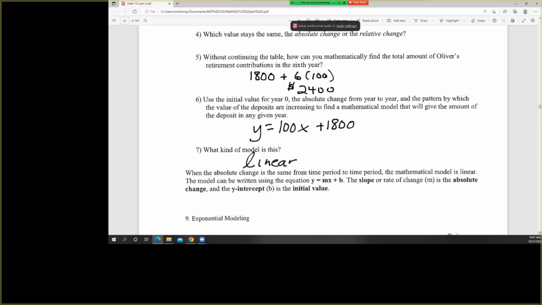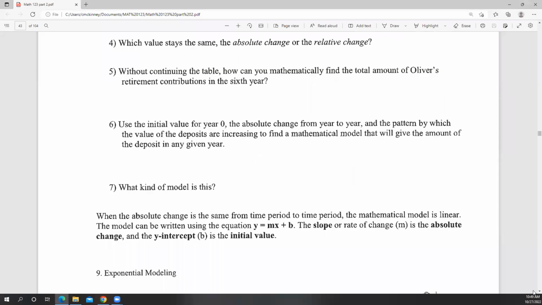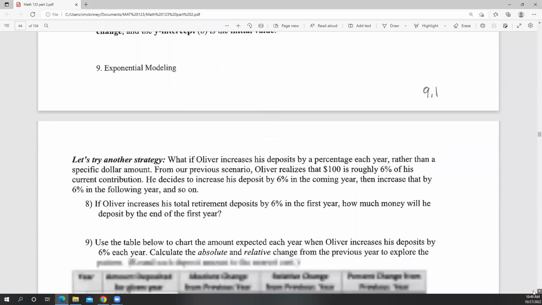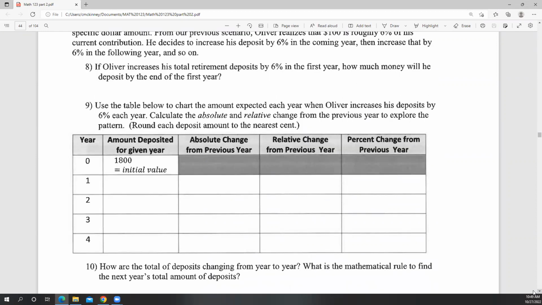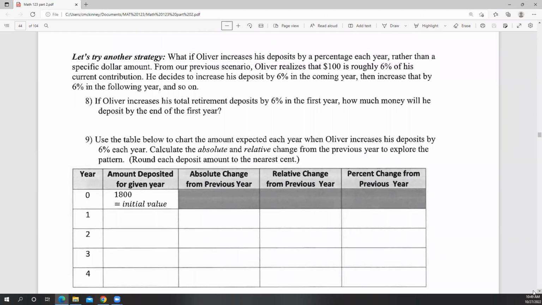He says, well, as I make more money, I could probably increase because the percentage that I'm saving is actually going down. So Oliver's decided he's going to increase his deposits by a certain percentage each year rather than a specific dollar amount. As he looked at it, he noticed that $100 was roughly 6% of what he's currently contributing. And so he's going to increase it by 6% in the coming year, and then increase that by 6%, and so on.